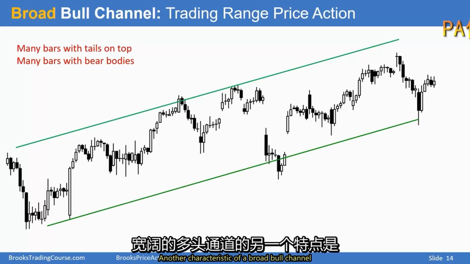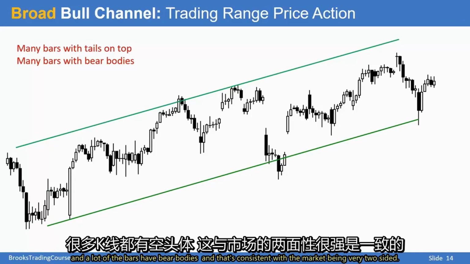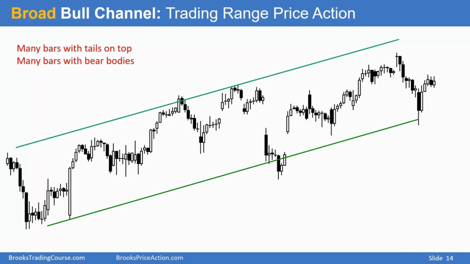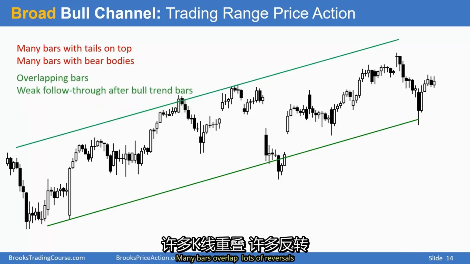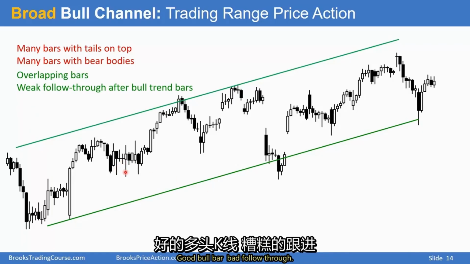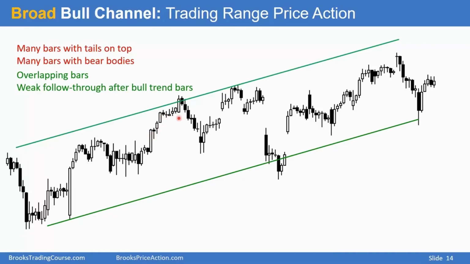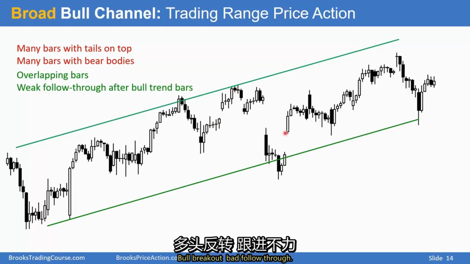Another characteristic of a broad bull channel is that a lot of the bars have tails on top, and a lot of the bars have bear bodies. And that's consistent with the market being very two-sided. Many bars overlap, lots of reversals, a lot of bad follow-through after good bull bars. Good bull bar, bad follow-through, a few good bull bars, bad follow-through, bull reversal, bad follow-through, bull breakout, bad follow-through.